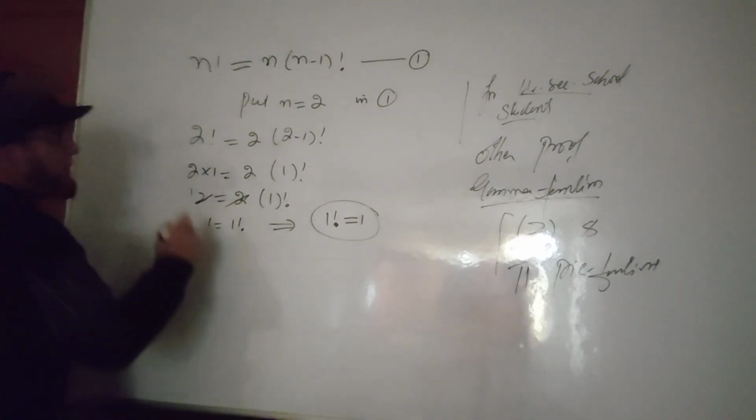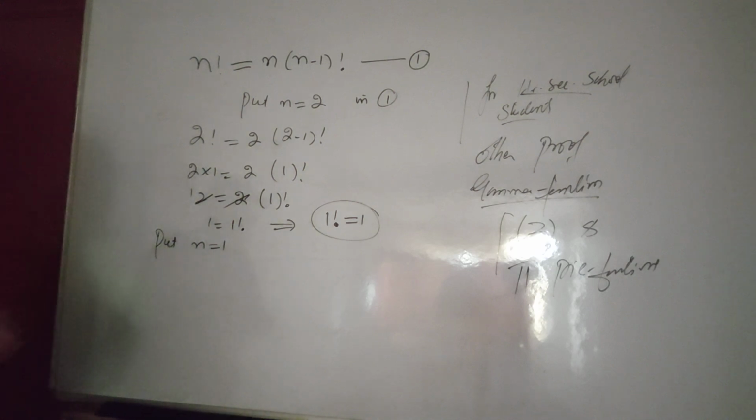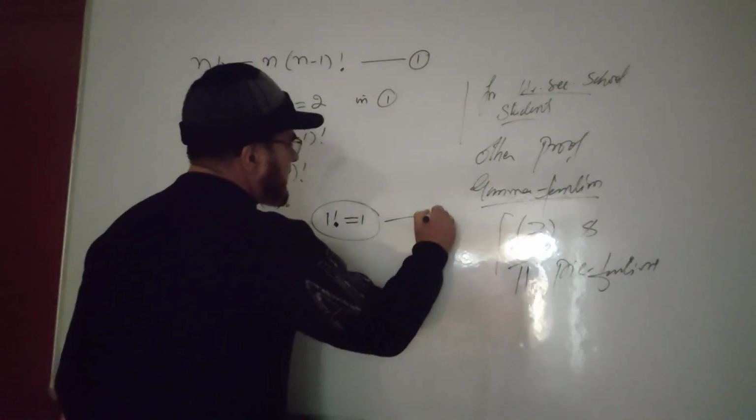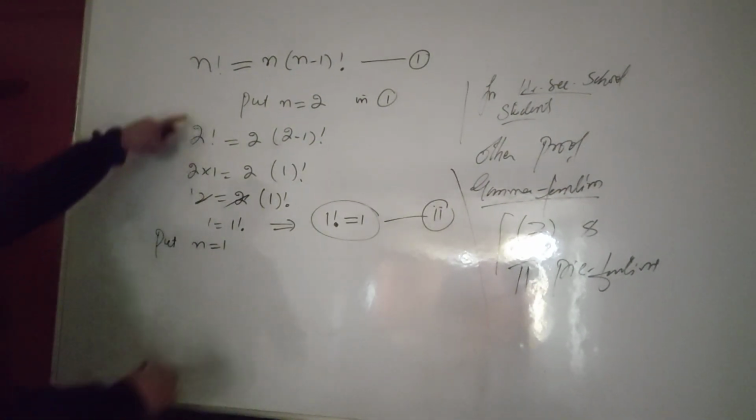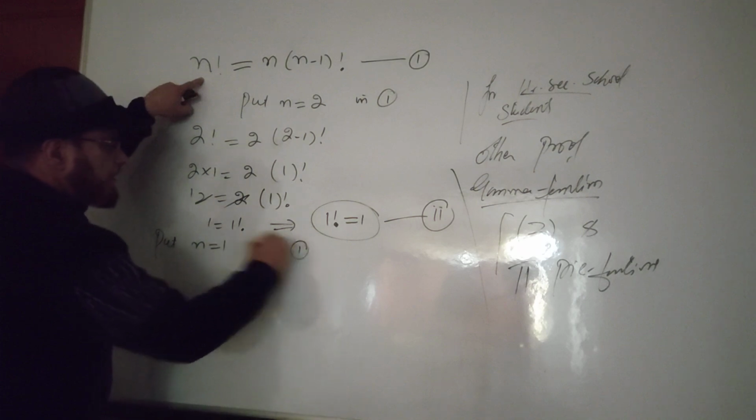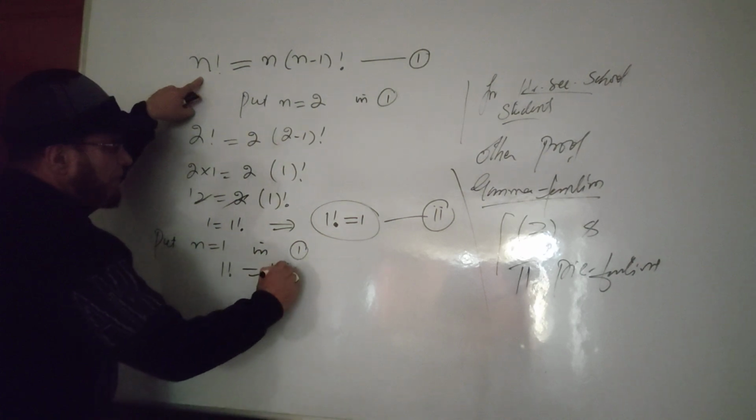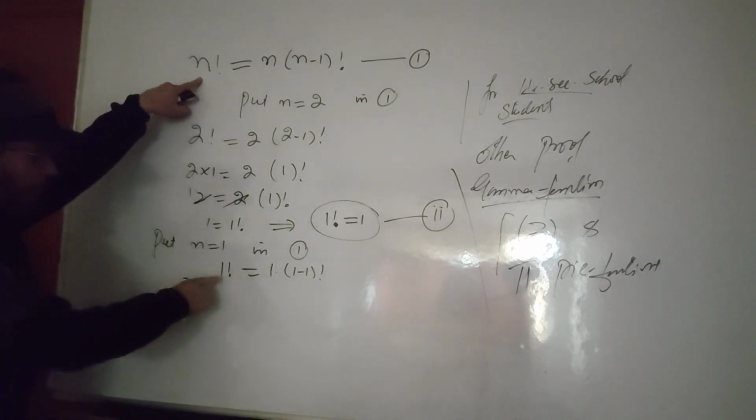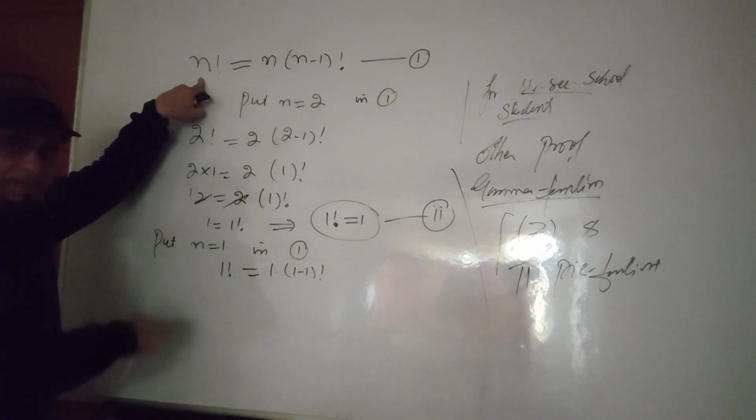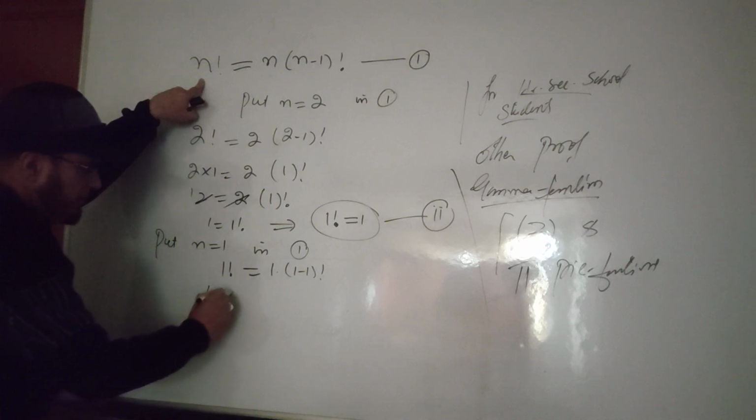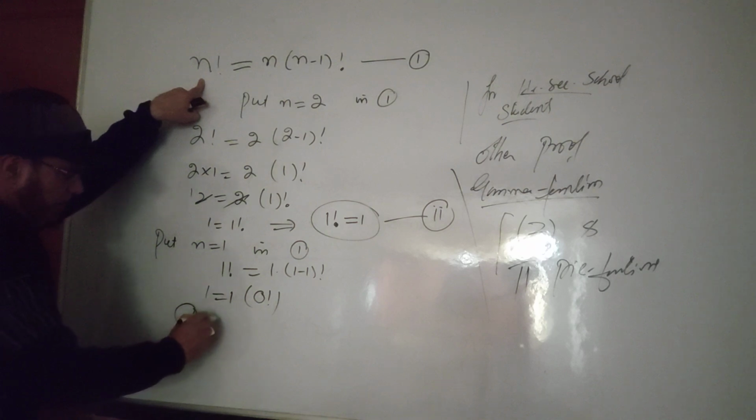Next, I will put n equal to 1 in first, and name this second. In the first equation, what do I get? 1 factorial is equal to 1 into (1 minus 1) factorial. There is no question now about 1 factorial, since we have already derived its value. So 1 is equal to 1 into 0 factorial. The 1 and 1 cancel, so 0 factorial is 1.